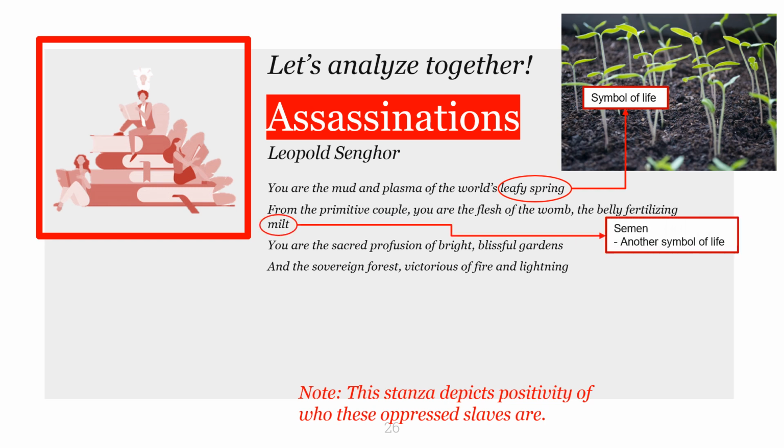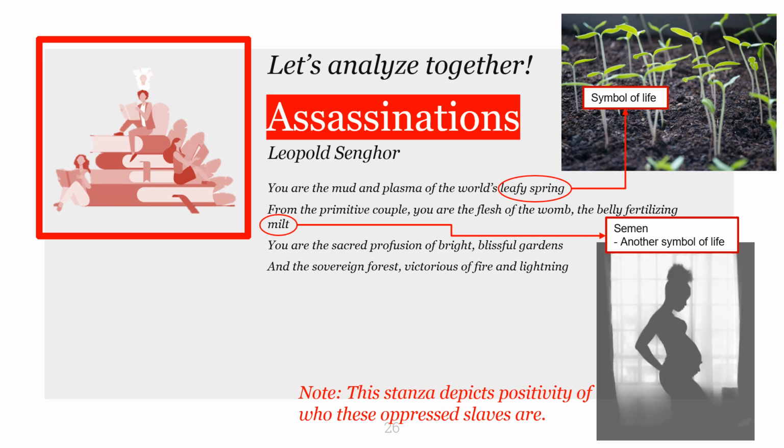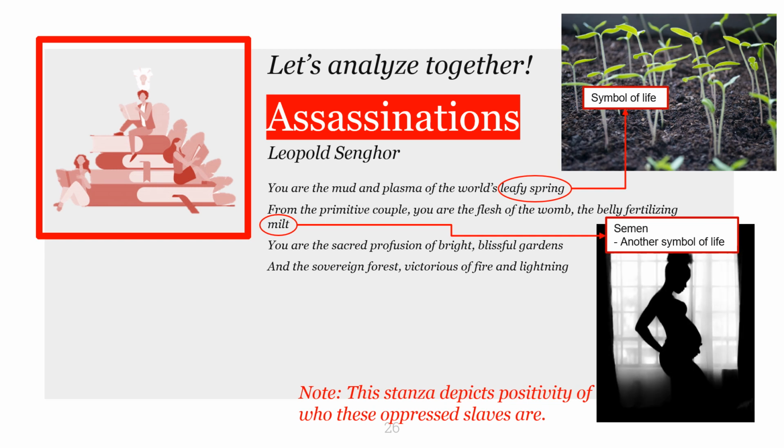From the primitive couple, you are the flesh of the womb, the belly fertilizing milt. Now, milt is a semen from a fish, but they use it as a symbol of life. When you say belly fertilizing, it fertilizes the belly, it creates life. They are considered that, despite the description of them being a primitive couple.